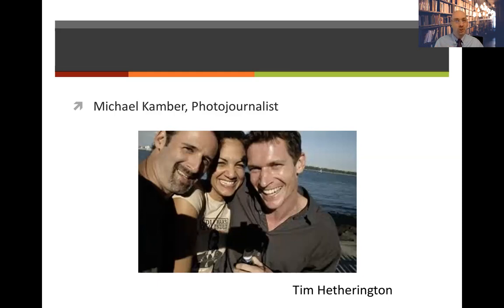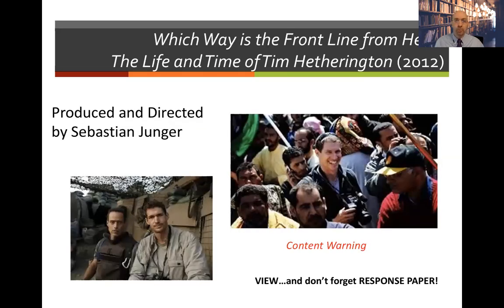So many of these photojournalists seem to end up in the same places, right, over the years, capturing the experience. And in this case, Camber and Hetherington, on the left and right of this photograph, became fast friends. Camber describes Hetherington in glowing terms as a positive and creative force. Hetherington's life is made all the more poignant in the documentary that we're going to view for this evening, Which Way Is the Front Line from Here? The Life and Times of Tim Hetherington.